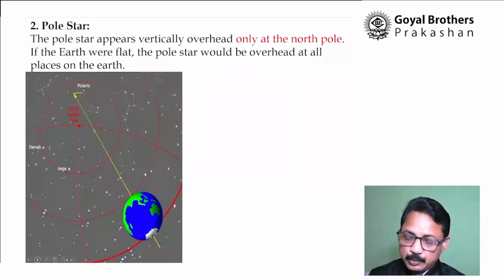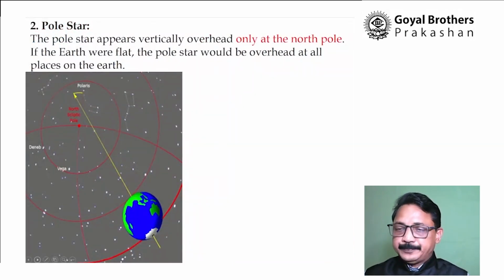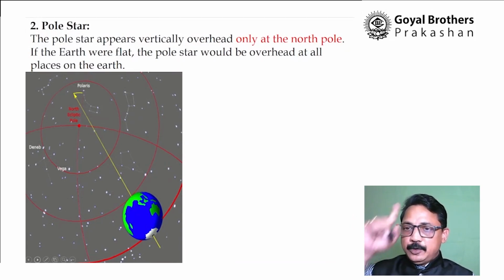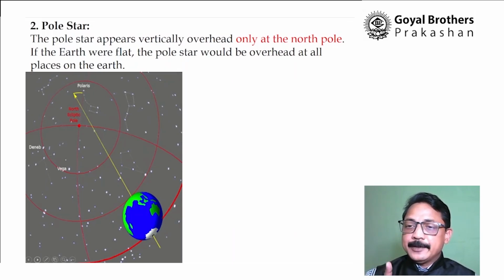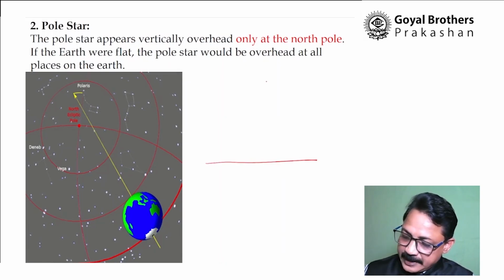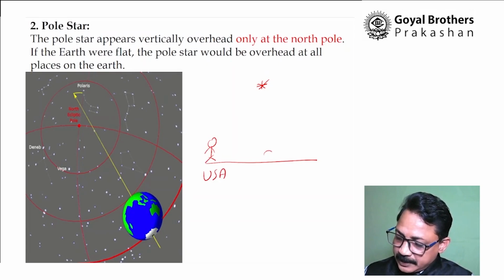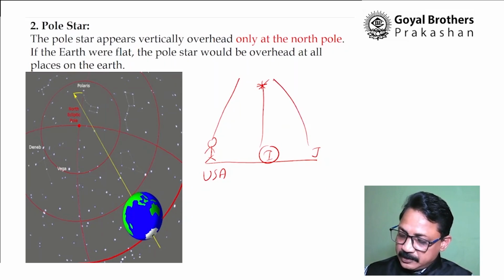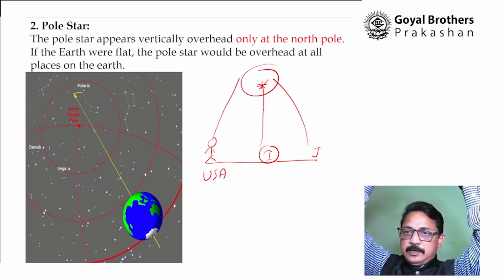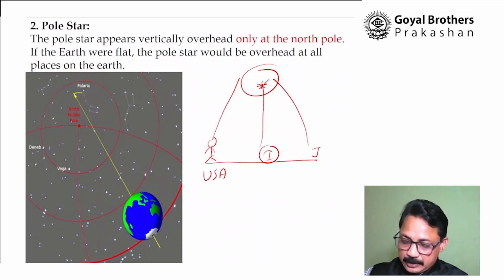Then proof number two, pole star, dear student. Please remember, the pole star is directly over your head only at the North Pole. If Earth was flat and if the pole star is here, then suppose you are here in USA, I am here in India, and somebody here in Japan. So for all of us, the pole star would have been what? Above our head. But that does not happen.